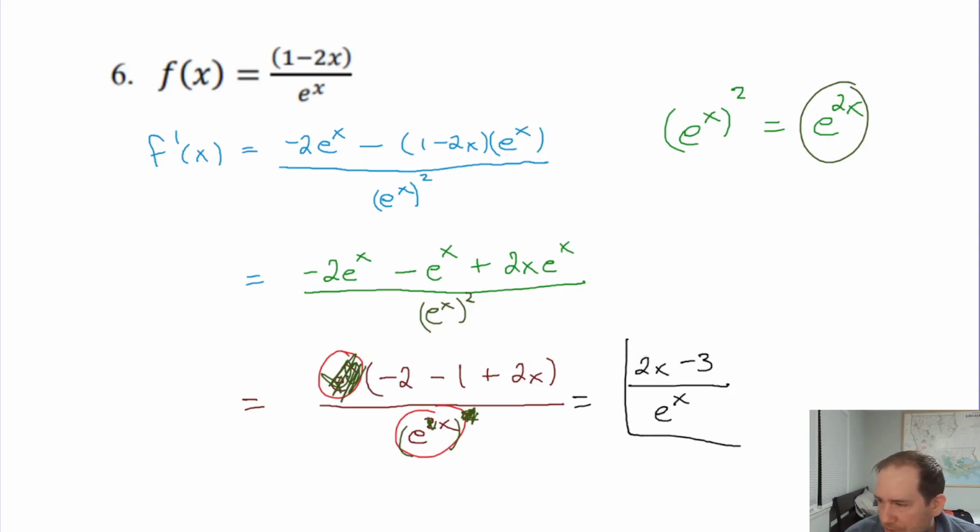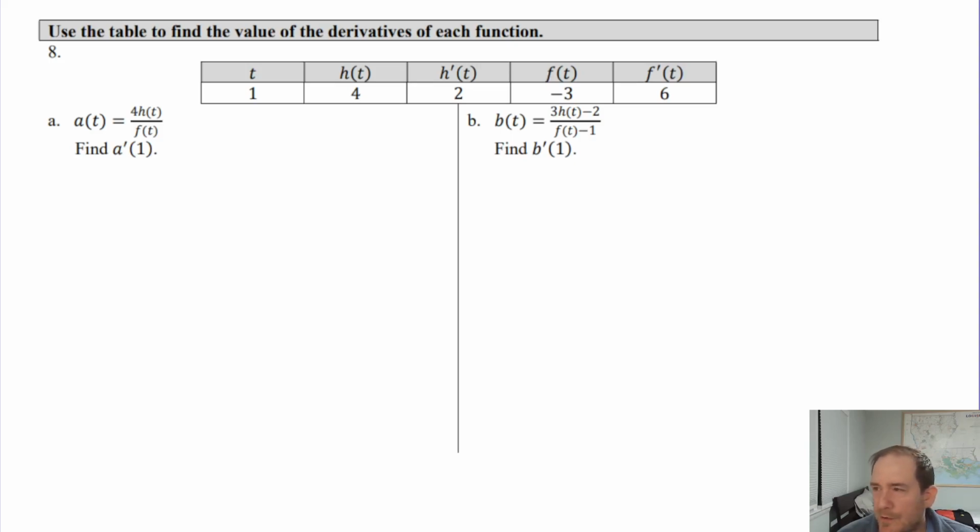And that's definitely the best answer for us. So that's 6. And I think 8 is another one of these stupid table problems that I am very sick of at this point. But hopefully the fact that I'm sick of it means that you guys are getting good at it. So let's go ahead and start by finding a prime of t first.